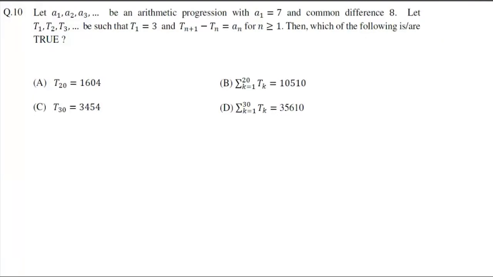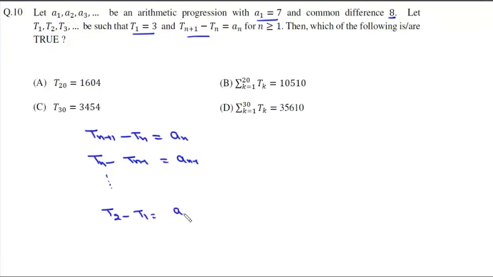Now in this question we are given an AP with first term 7 and common difference of 8, and T1, T2, T3 be such that T1 equals 3 and T_{n+1} minus T_n is a_n, then which of the following is or are true? Now we are given that T_{n+1} minus T_n is equal to a_n. Now T_n minus T_{n-1} will be a_{n-1}, and in the same way T2 minus T1 will be equal to a_1.